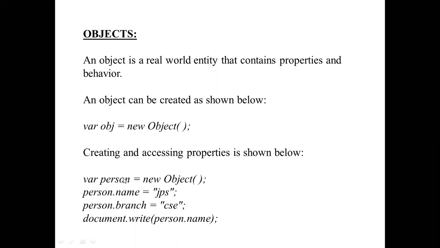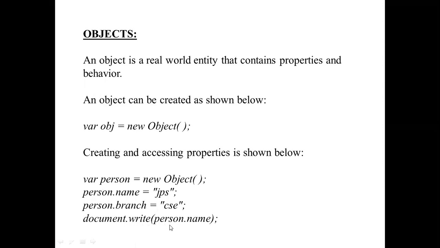So here object is the person. We access the name property of the object person and the branch property of the object person. So we are accessing the properties of an object using the dot operator: person object dot name property, person object dot branch property. Next we print one property, document.write(person.name). It prints the value JPS.